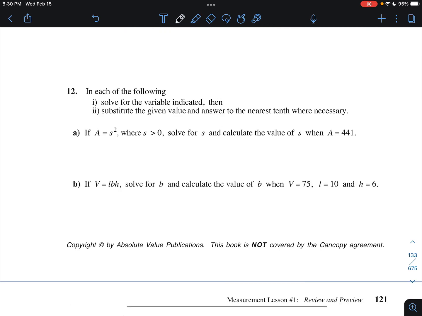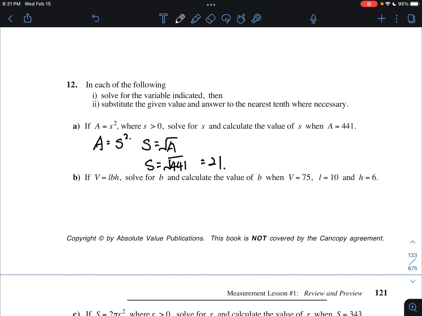In each of the following, solve the variables indicated, then substitute the given value and round the answer to the nearest tens where necessary. And for A equals S squared, S is positive, solve S and calculate the value of S when A is 441. So in this way A equals S squared, so we can write S equals square root A. And then we put the value A here as equals square root 441, which is 21.